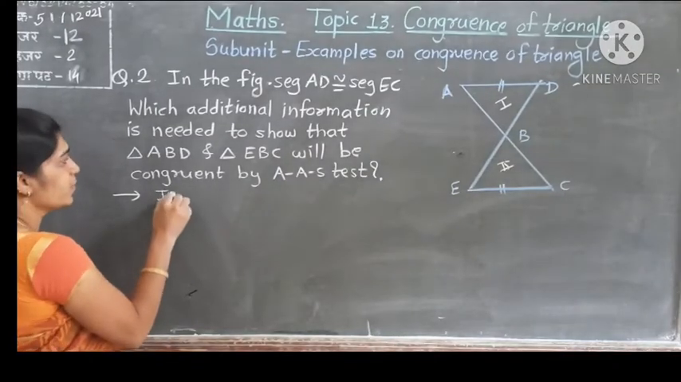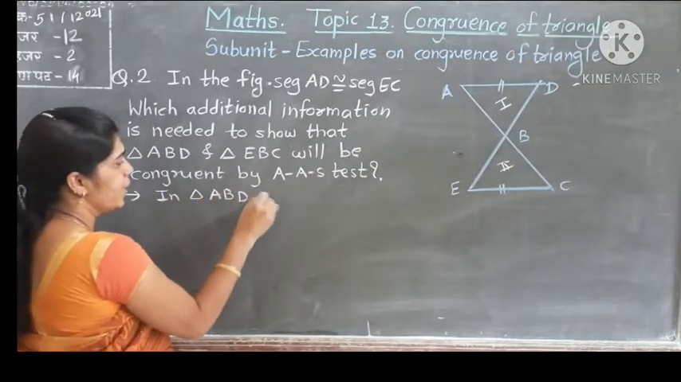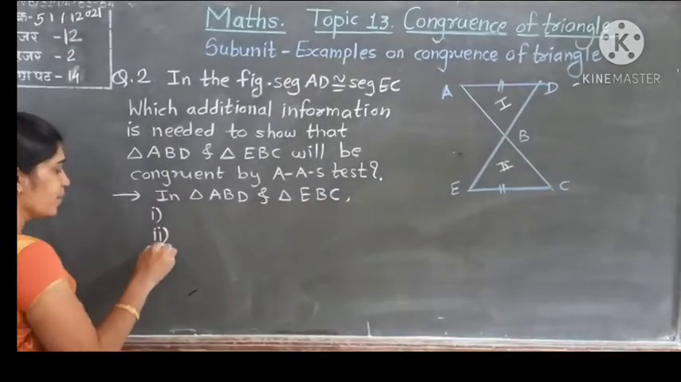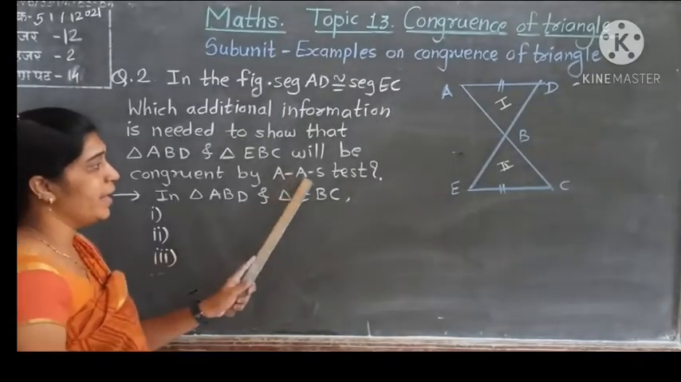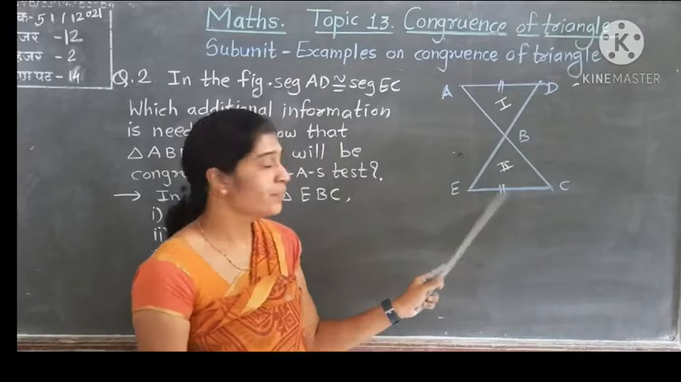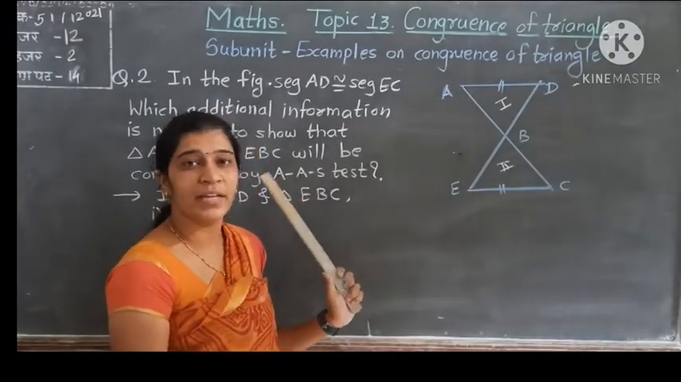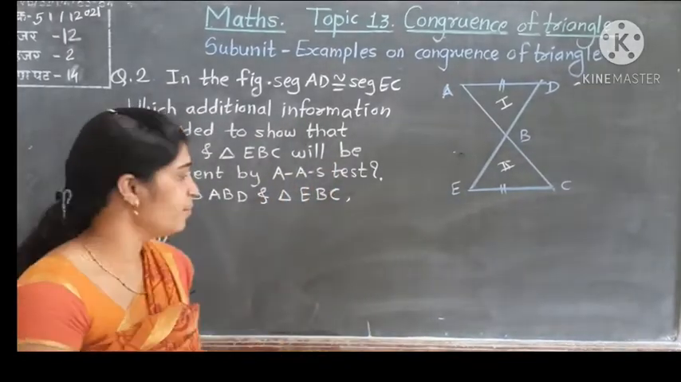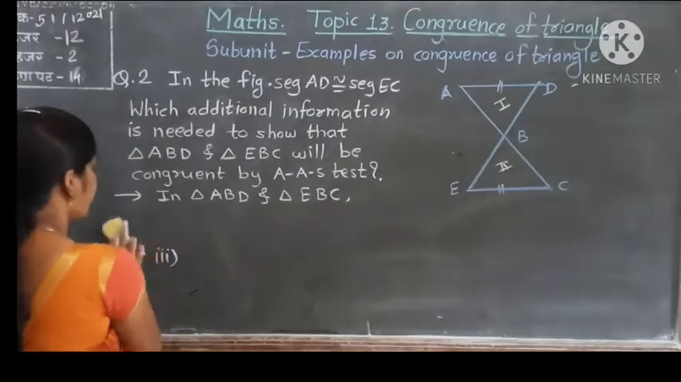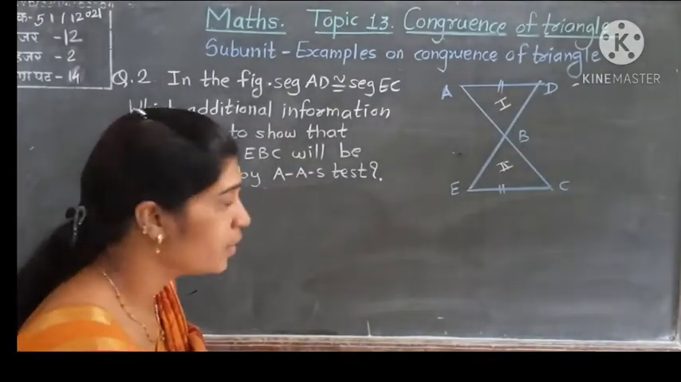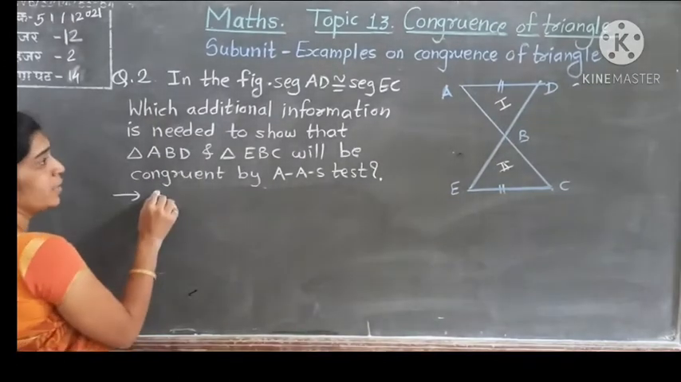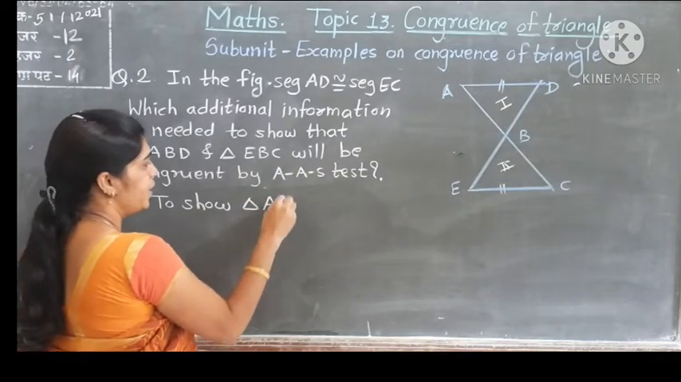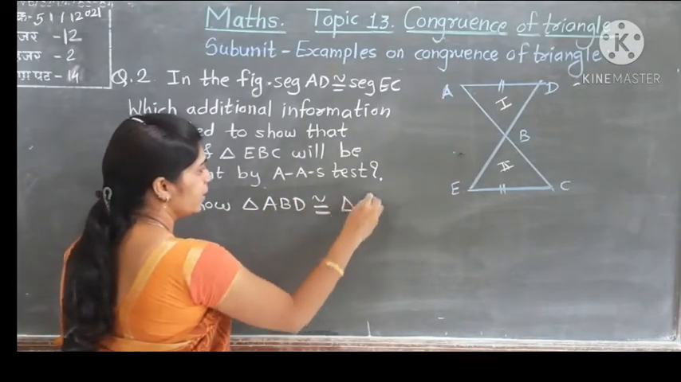See, first given in triangle ABD and triangle EBC. We have to use the AAS test. Here S is given and we have to find two angles. Which two angles must be the same for this? Which two angles are needed to show triangle ABD congruent to triangle EBC?